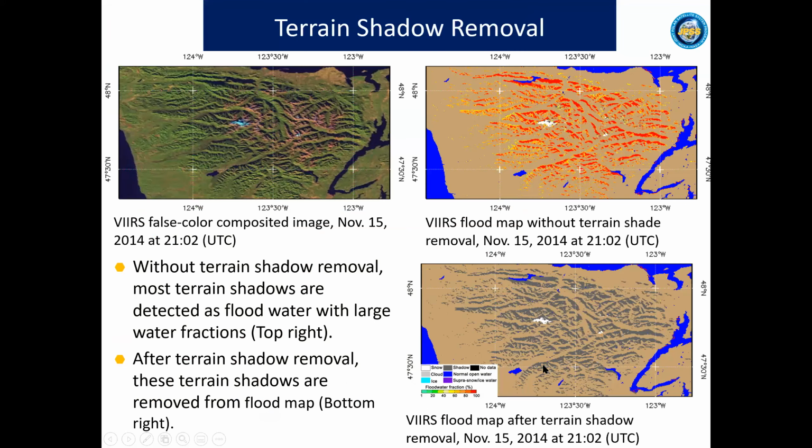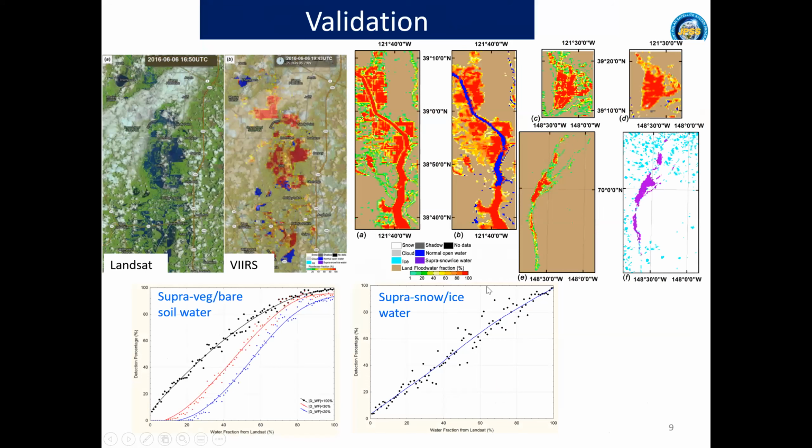This slide shows an example of terrain shadow removal. We have an object-based algorithm to remove terrain shadows. On the top left, in the VIIRS false color image, there are many terrain shadows along the mountains. Without terrain shadow removal, most of these shadows are typed as flood water, which is shown on the top right. And after terrain shadow removal, most terrain shadows can be removed from the VIIRS flood map.